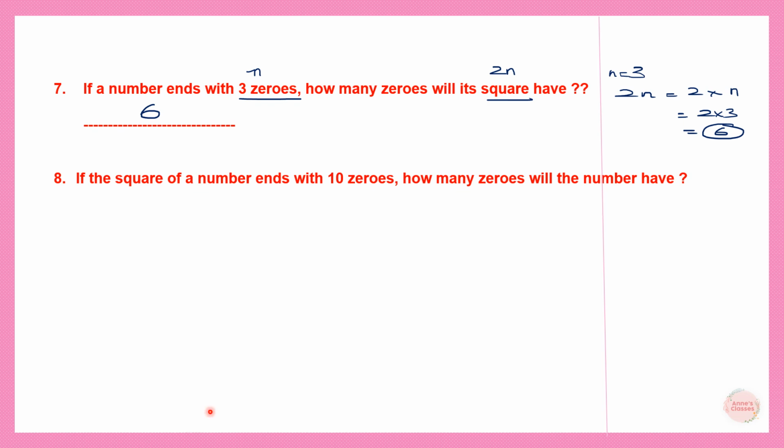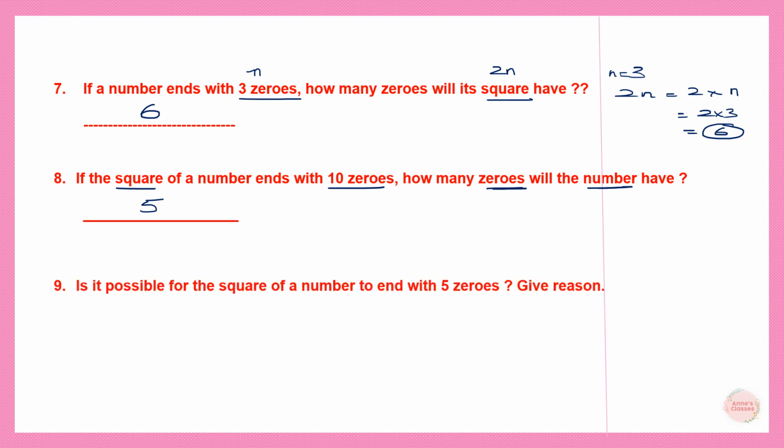Next one, if the square of a number ends in 10 zeros. So here the square is already given. So the square of a number has 10 zeros. How many zeros will the number have? In the previous question we are told a number has so many zeros, how many zeros will its square have? Here we are told the square has so many zeros, how many zeros will the number have? So here it is 2n. That means n will be half of this, half of 10, which is 5. You just have to divide 10 by 2.